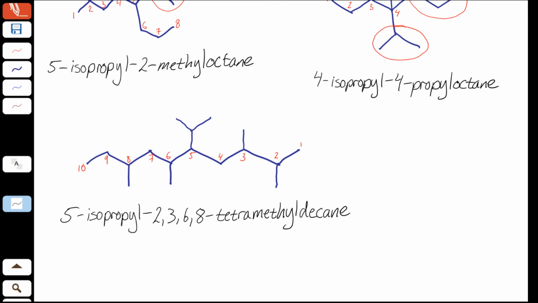So you have a separate number for each methyl group, and if they're on the same carbon, you just use that same number again. So like the ones that we did the other day, we'd have 2, 2 dimethyl if they're on the same carbon.